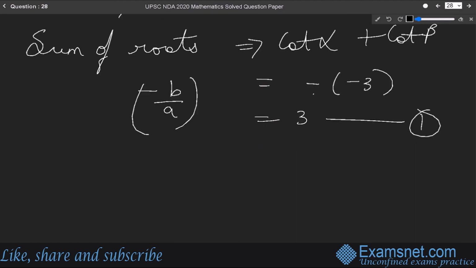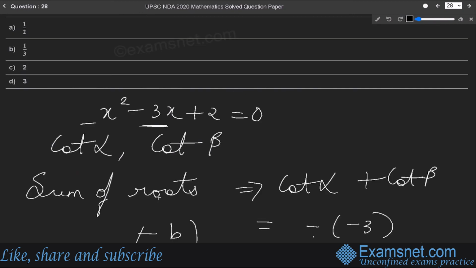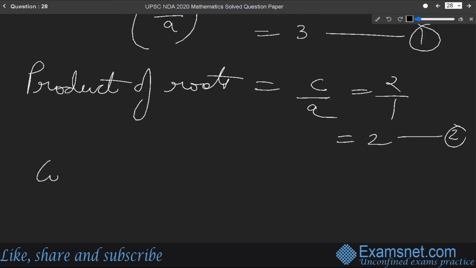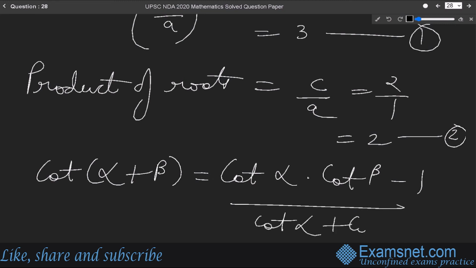Now let us look at the product of roots. Product of roots is equals to c upon a. Now from the equation, c is 2 and again a is 1. So it will be 2 by 1, which is 2. Let this be equation number 2. Now we have to find the value for cot alpha plus beta. So cot alpha plus beta is cot alpha into cot beta minus 1 upon cot alpha plus cot beta. This is the formula for cot alpha plus beta.